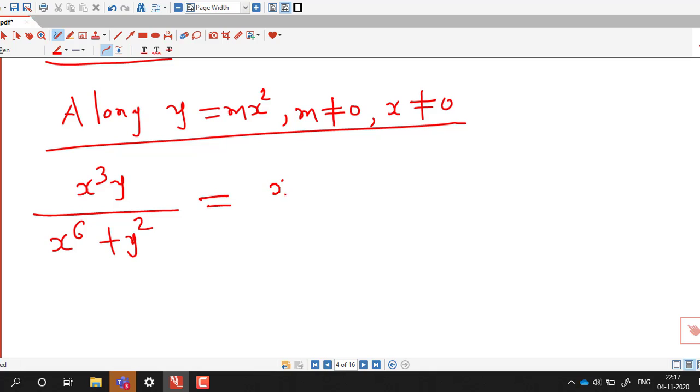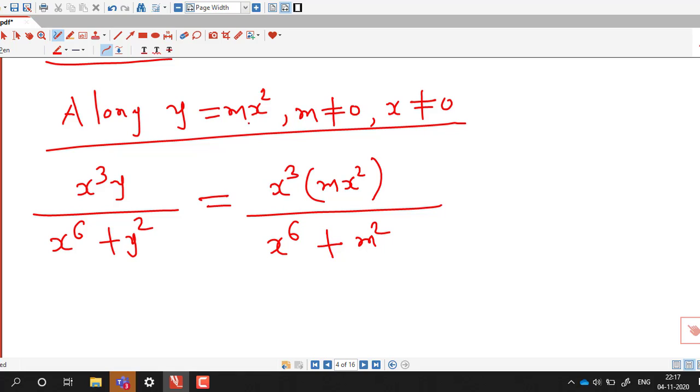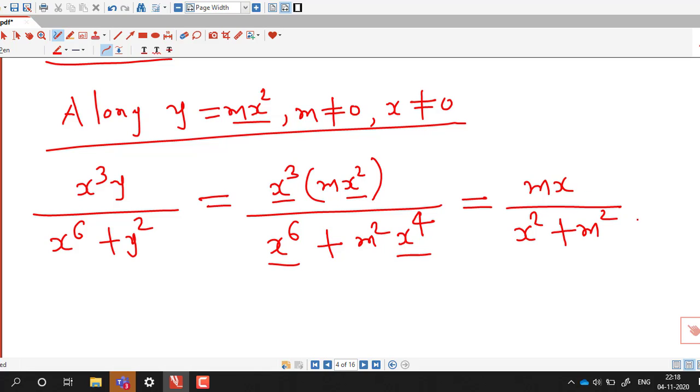So we put y equal to mx square. x raised to 6 plus y square means x raised to 6 plus m square into x raised to 4. Now we can take x raised to 4 common, that will cancel out with x raised to 4 in the numerator, and we are left with m into x over x square plus m square.